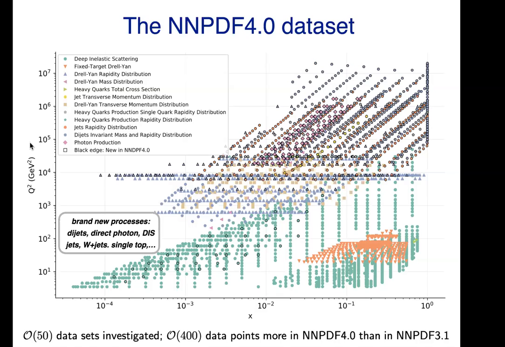And actually, in modern PDF fits, at this point, almost one third of the data set is composed of LHC measurements, which is quite interesting because 10 years ago, there was essentially no PDF fit with LHC data. And now they are on their way to becoming the majority of the data used in PDF fits, which is also a sign of the success of the LHC in providing information on hadronic structure and on the strong interaction.